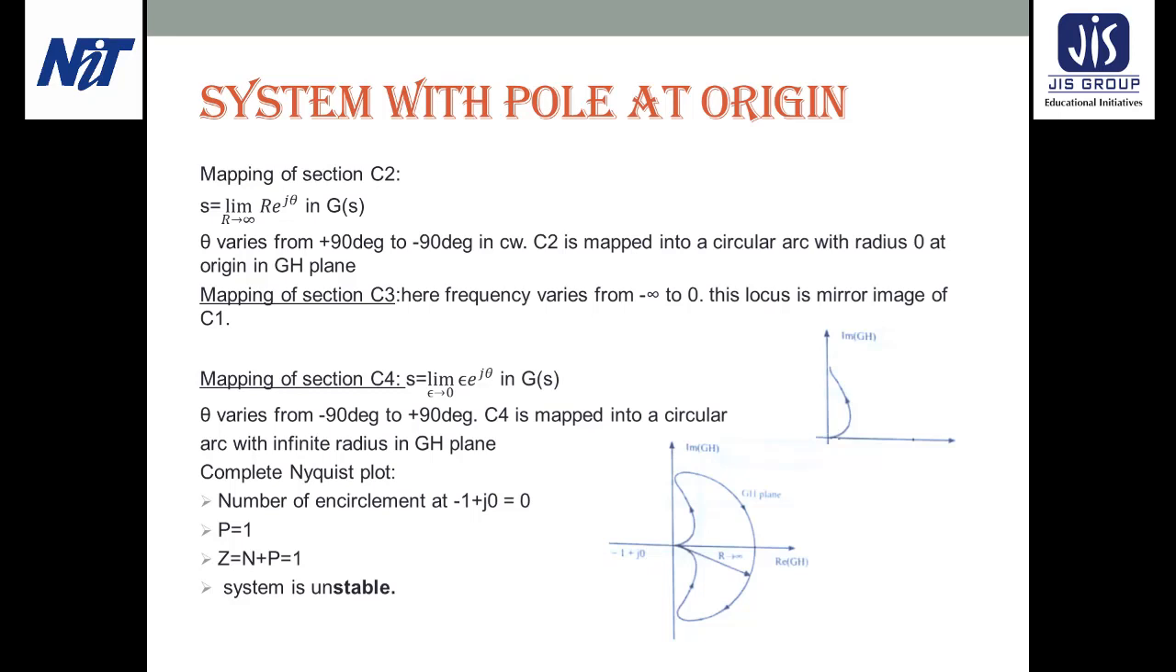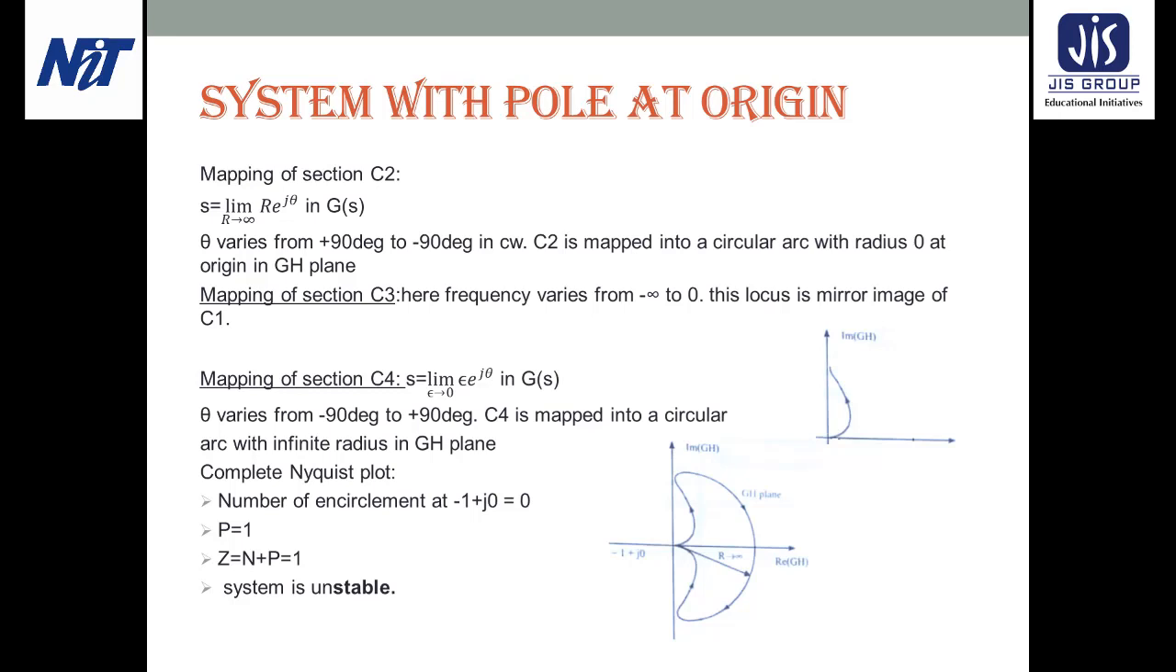But here there is one open loop pole located in the right hand side of the s-plane. So if a pole is located at the right hand side of the s-plane, then P equal to 1 and Z is equal to N plus P, which becomes 1, that means not equal to 0. So the system is unstable. So in this way we can find out the stability of the system.